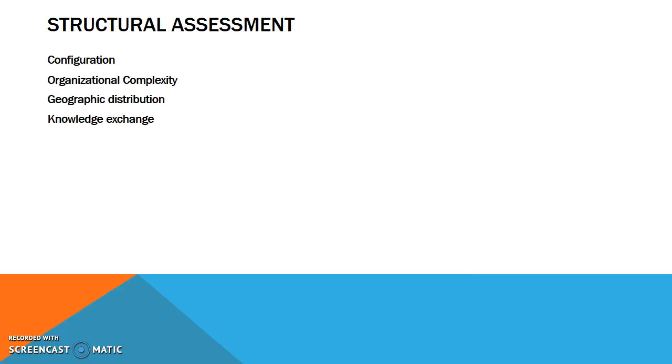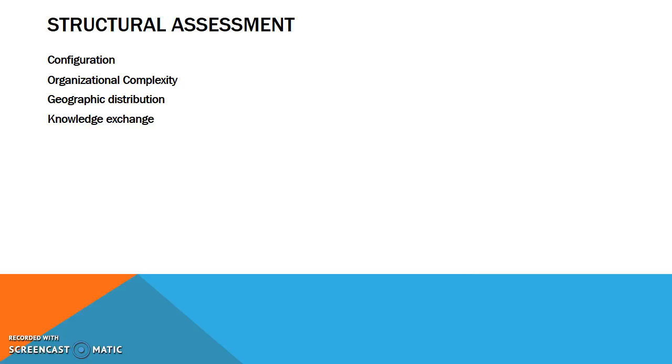Next, in the structural assessment, we have configuration, organizational complexity, geographic distribution, and knowledge exchange. Configuration is how an organization will determine how tasks are completed and assessed. Do we have many different departments within our organization that each do one task, or are we one big team with many tasks to do?